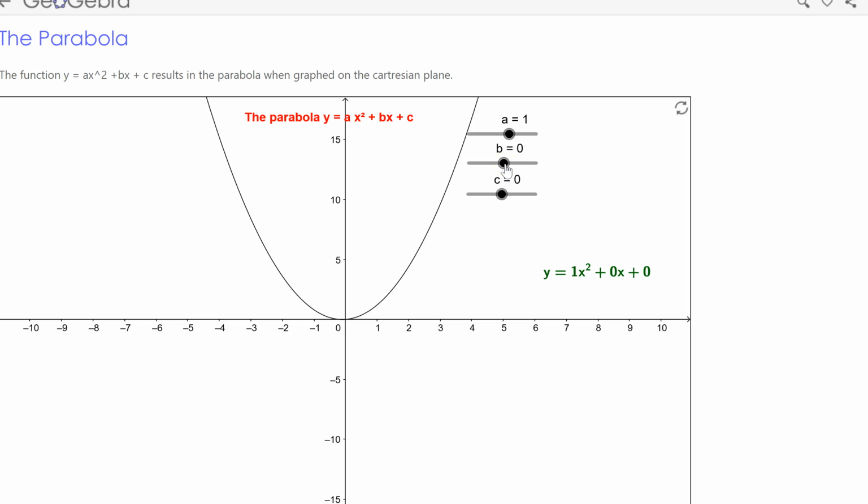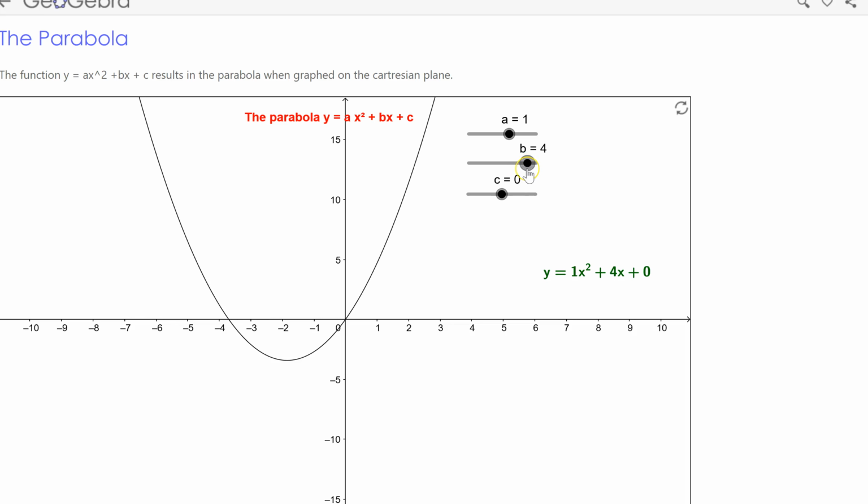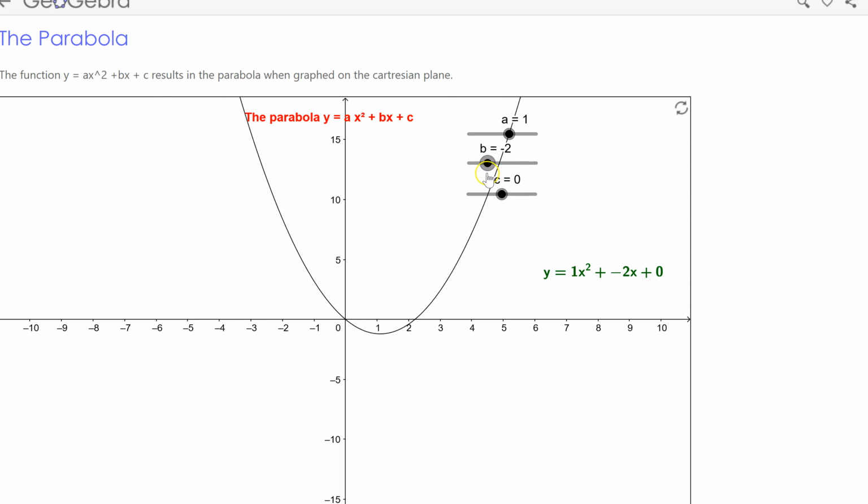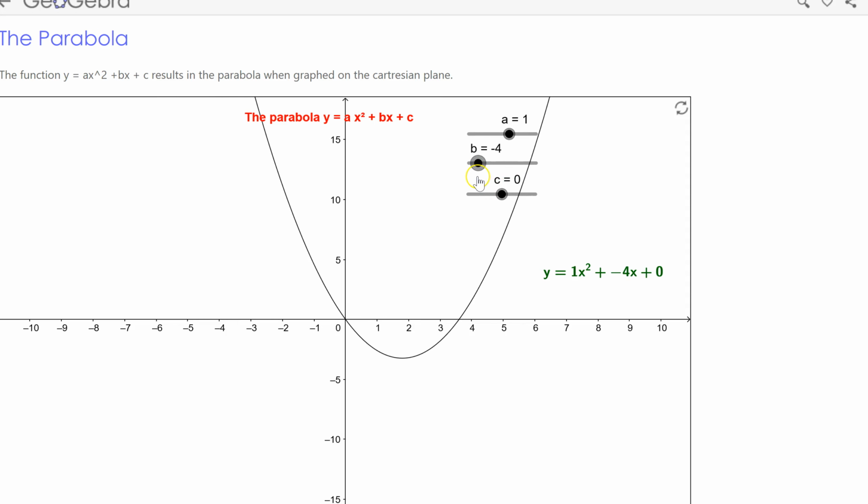What does b do? Well, b is not quite so simple. If the value of b becomes more positive, it shifts the vertex left and down. If it becomes negative, it shifts the vertex right and down.